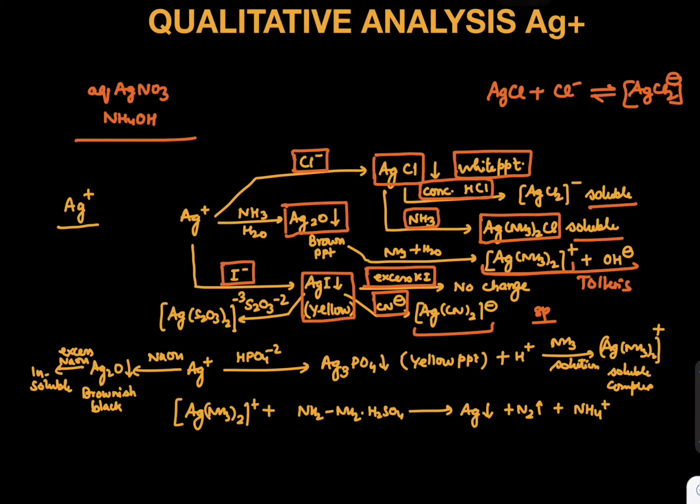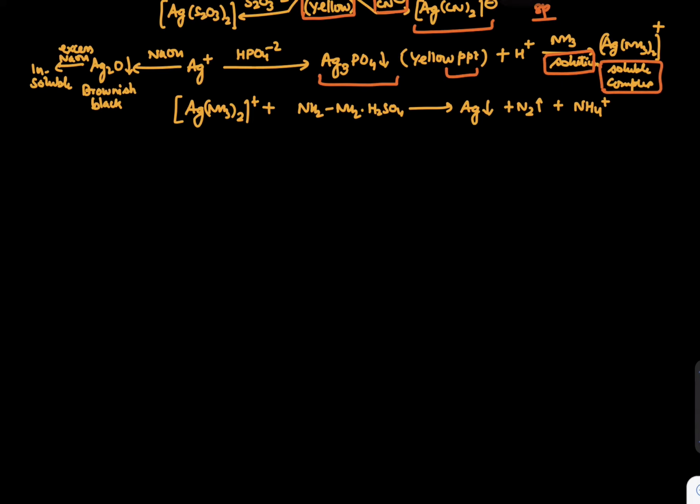Alright, now the next important reaction here is what will happen with Ag plus in the presence of HPO4 2 minus. This forms silver phosphate, which is yellow in color, and with ammonia, again it will form a soluble complex, hence it is soluble in ammonia. At the same moment with NaOH also, we can get Ag2O.